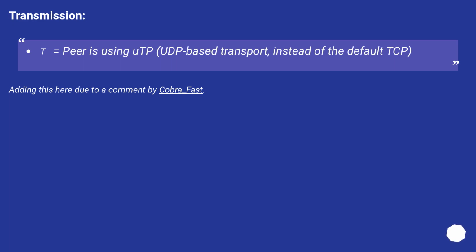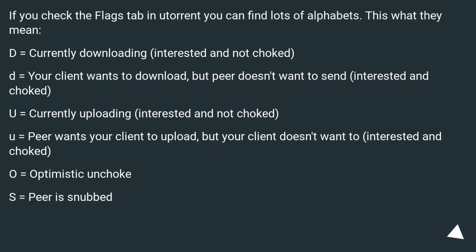Adding this here due to a comment by Cobra_fast. If you check the Flags tab in uTorrent, you can find lots of alphabets. This is what they mean. D equals currently downloading, interested and not choked. d equals your client wants to download, but peer doesn't want to send, interested and choked. U equals currently uploading, interested and not choked. u equals peer wants your client to upload, but your client doesn't want to, interested and choked.